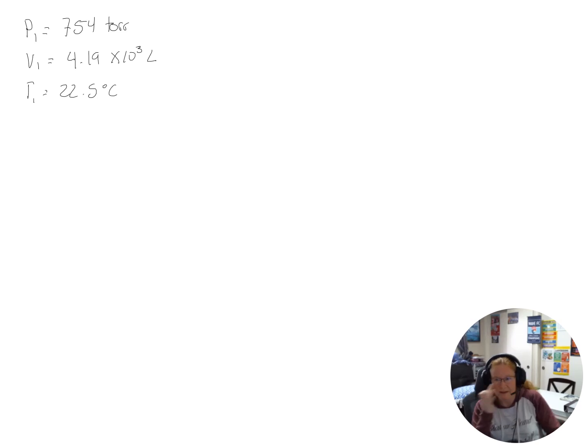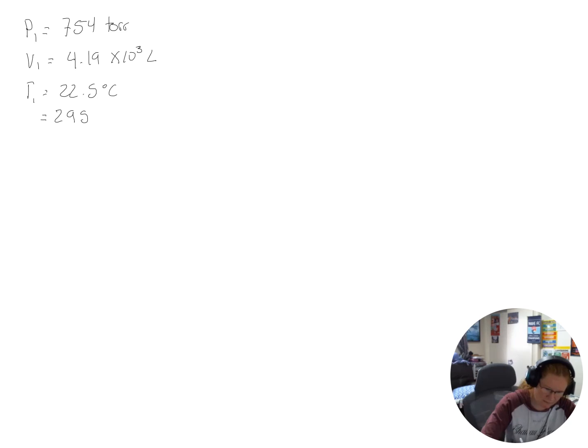All right, so when I read through the problem, P1 is 754 torr. V1 is 4.19 times 10 to the third liters. And then T1 is 22.5 degrees Celsius. Okay, think back to prep chem. When we're dealing with temperature in any of our gas law problems, what units does the temperature have to be in? Has to be in Kelvin. So this is going to end up being 295.65 Kelvin. Okay.